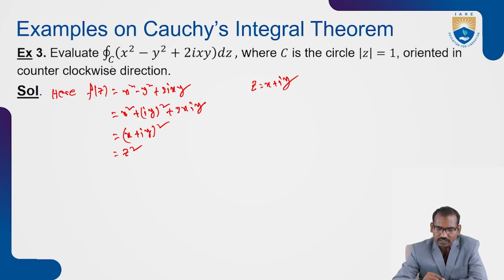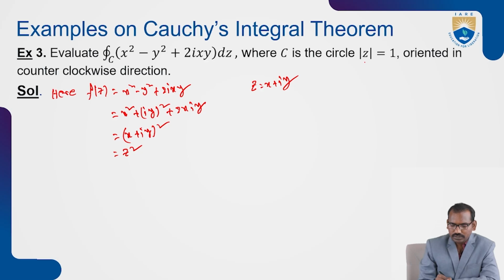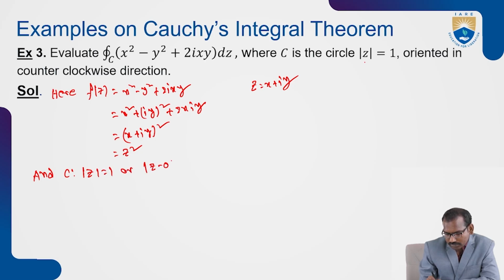Here, the integration is along the curve C. C is the unit circle centered at 0. And now we have the function f of z is z square, and C is mod z equal to 1, a circle. The center is 0 and the radius is 1. It is a simple closed curve.